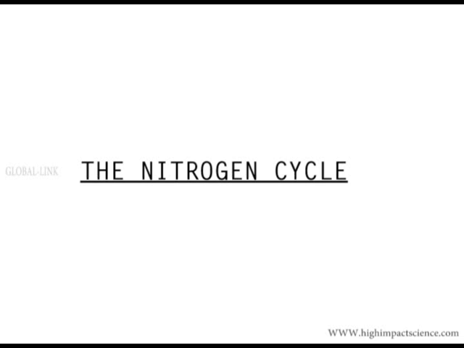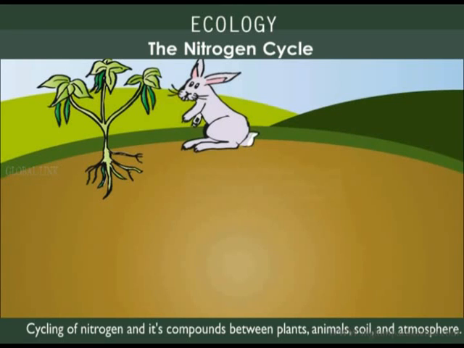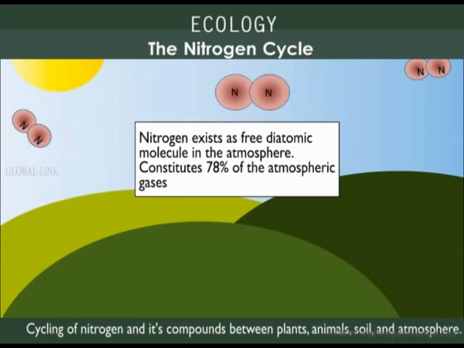Next is the nitrogen cycle. This is the cycling of nitrogen and its compounds between plants, animals, soil, and the atmosphere. It occurs as free atmospheric nitrogen, constituting 78% of the atmospheric gases.